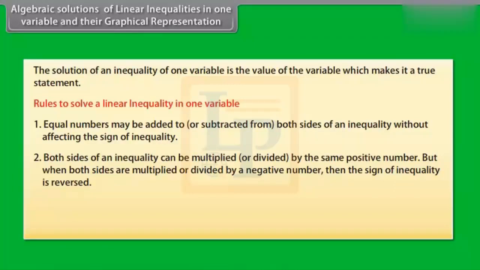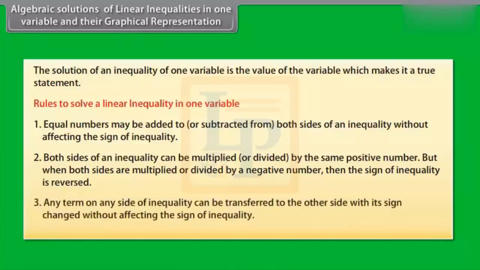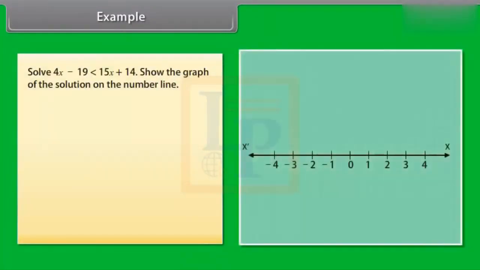But when both sides are multiplied or divided by a negative number, then the sign of inequality is reversed. Number 3. Any term on any side of inequality can be transferred to the other side with its sign changed without affecting the sign of inequality. Example. Solve 4x minus 19 less than 15x plus 14. Show the graph of the solution on the number line.